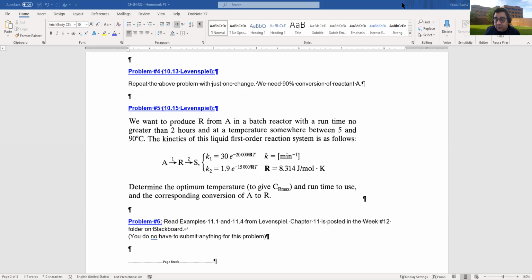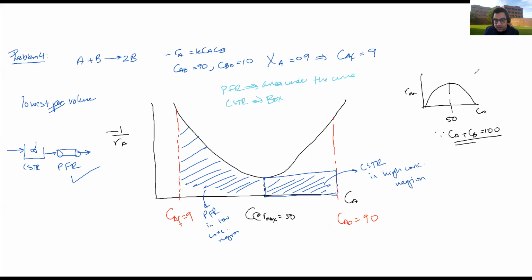So let's go to the whiteboard here. I think this has been saved. Let me clear this. And let's have a look here. So now we are doing problem 5, right? So this is problem 5. Anyways, so you're being told I have a system A goes to R, goes to S. This is K1, this is K2.